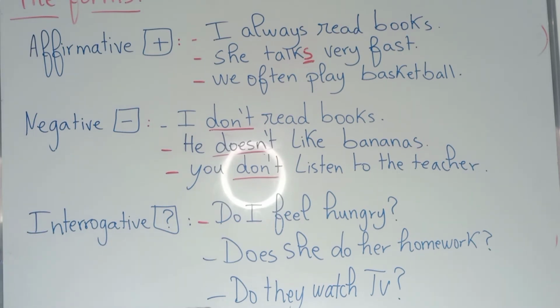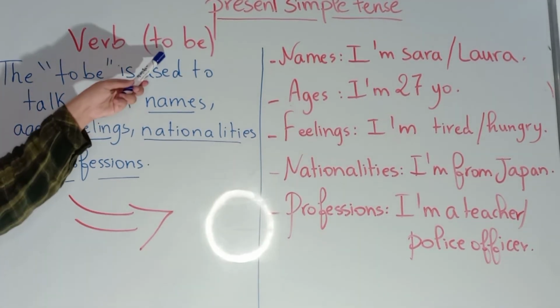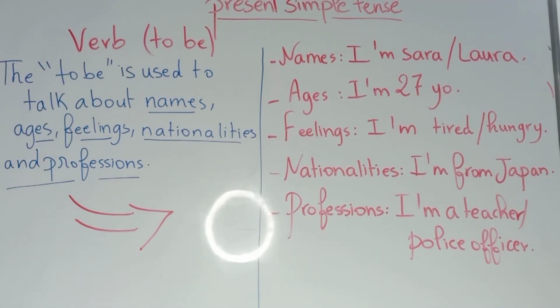Okay, I think everything is clear now. Let's move on to the next part. Now let's talk about verb to be. Have you ever heard of this verb, which is to be? Okay, let's talk about it now.